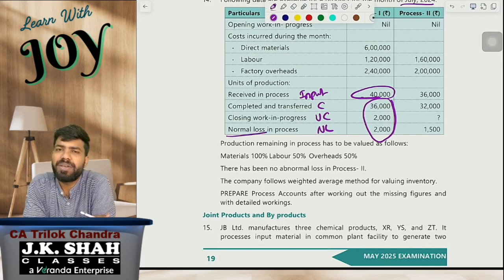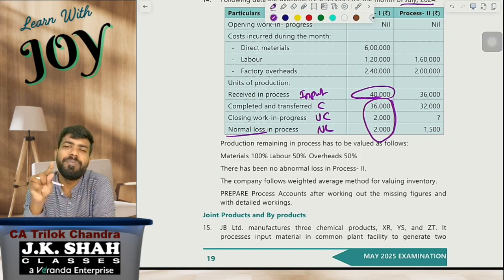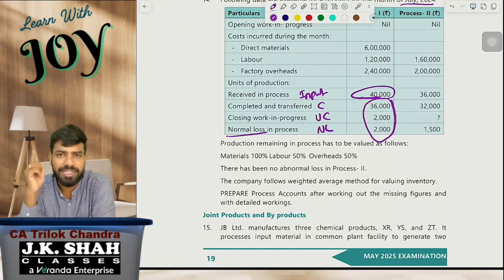We all know the adjustment of the normal loss and abnormal loss. To the normal loss, we are not going to account the cost. To the abnormal loss, we'll account the cost and we'll transfer to the P&L account. Normal loss cost will be loaded to the good units by using the formula: total cost minus normal loss scrap income, divided by total input minus normal loss units.